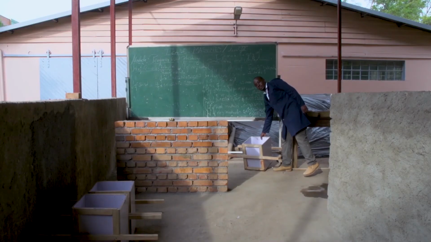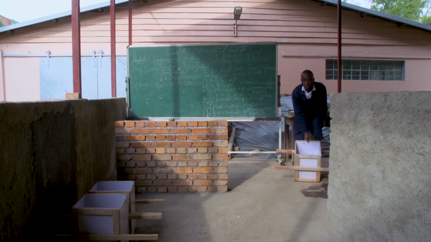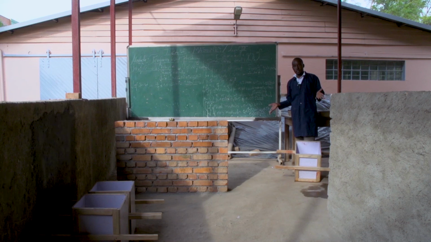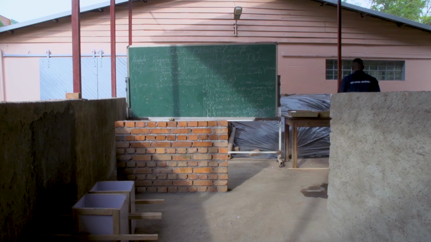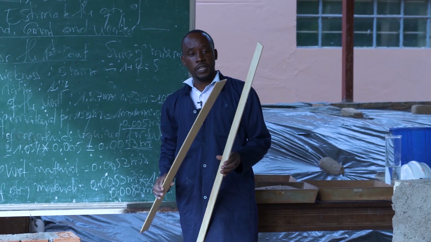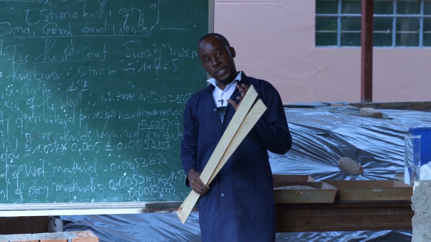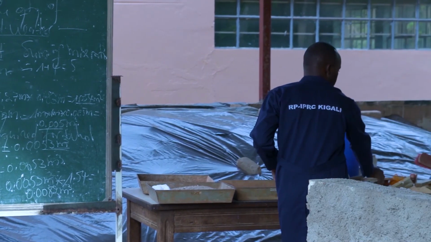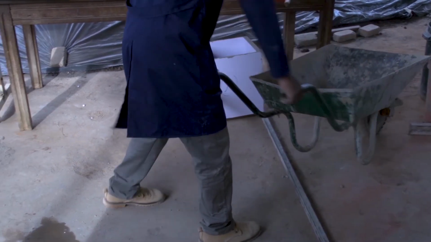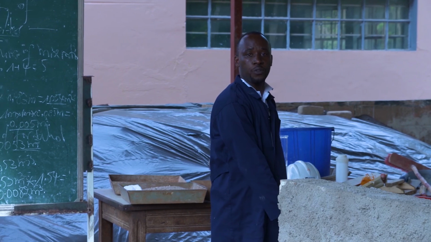Here we have a box made from wood. It is normally called the wooden box. This is used for measuring the mortar ingredients. Here we have the wooden strip. Those are used to fix the thickness required for the finishing coat. We have a wheelbarrow. This is normally used for transporting the material.